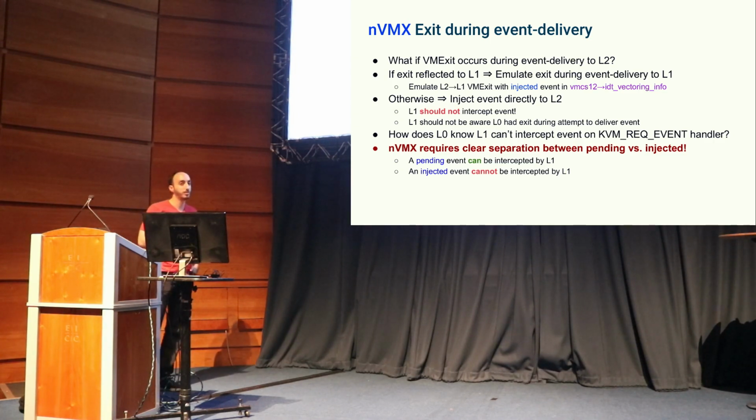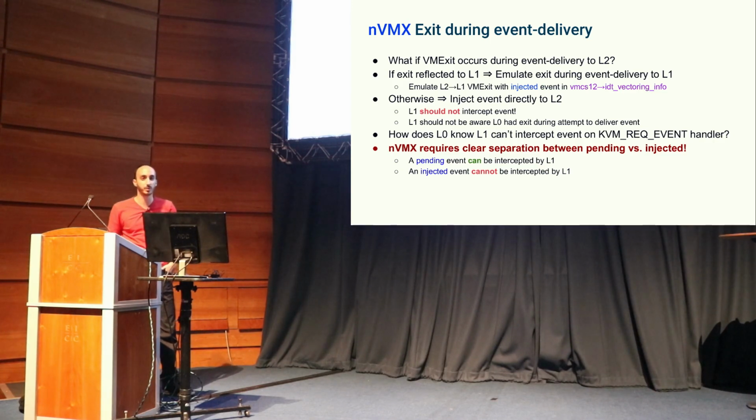But it should not just be reflected as usual. We should reflect to layer 1 that it has got an exit during an attempt to deliver an event, exactly like the previous scenario. So this means that we also need to take the queued event that we have put on our software struct and put it on the VMCS12 IDT vectoring info, because this is the field that layer 1 will look at to understand if it got an exit during the attempt to deliver an event.